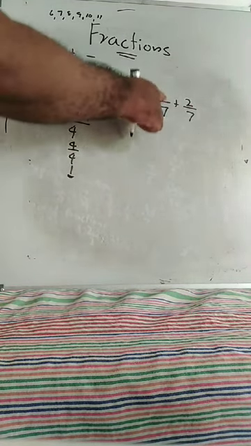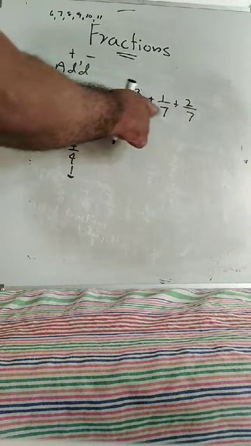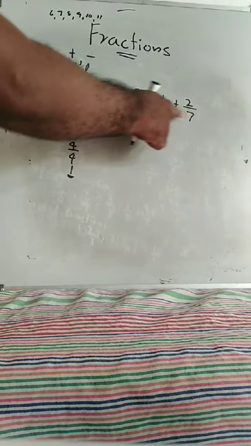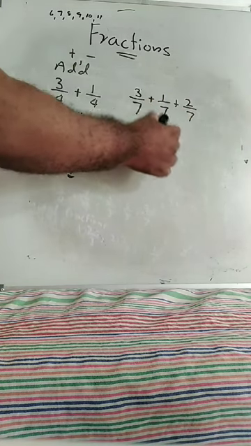3 upon 7 plus 1 upon 7 plus 2 upon 7. Here, can you see? There are 3 fractions, no? All 3 fractions' denominators are equal. Here, 7, 7, 7. And then 7 is common. Then you can write 7.